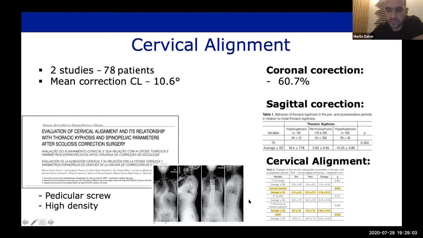But about the cervical alignment, in our series with only pedicular screws, we didn't see any case of improvement of cervical lordosis, and we had in the end a little bit of loss of cervical alignment with increase of sagittal SVA, showing that pedicular constructs sometimes don't improve the cervical alignment and can even worsen the cervical alignment in some cases.